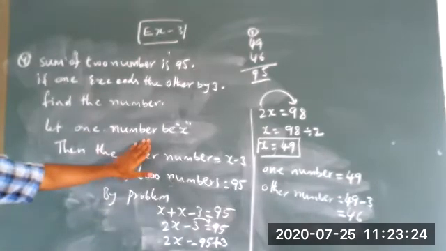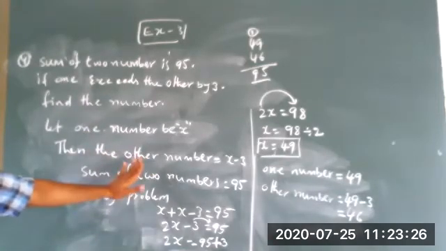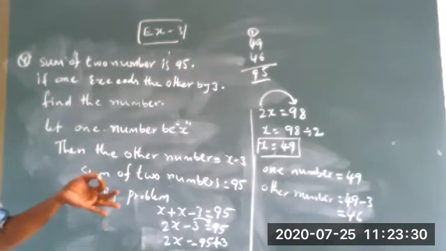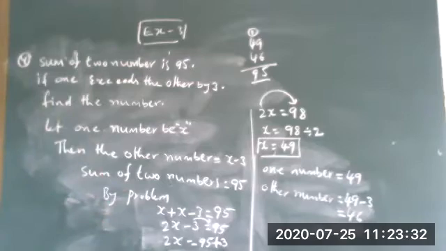Let one number be x. Then the other number is x minus 3. Why? Because one number exceeds the other by 3. The sum of the two numbers is given. According to the problem, x plus x minus 3.